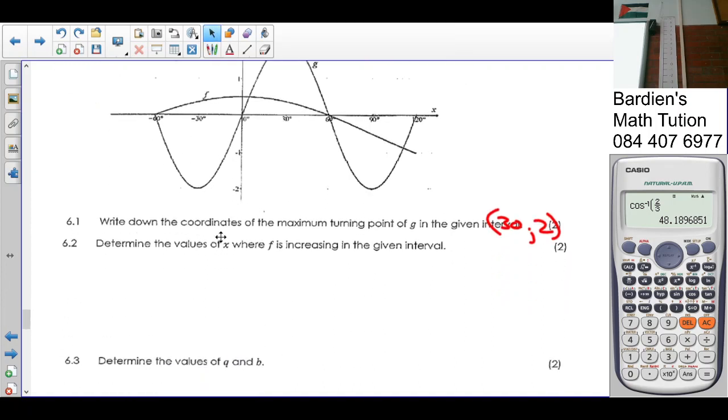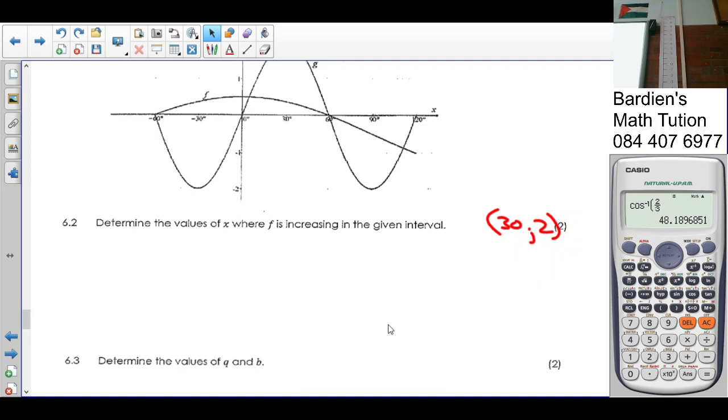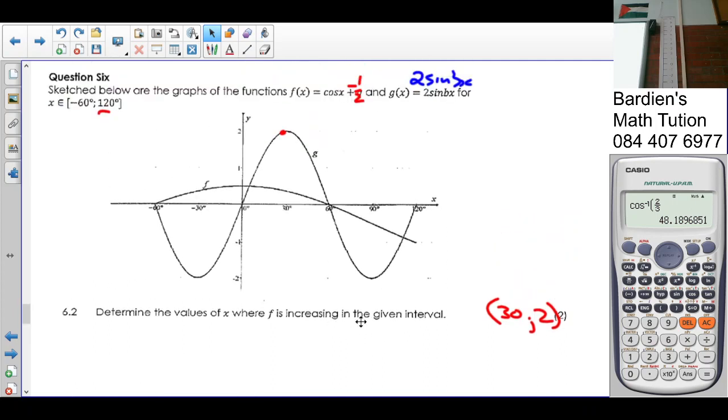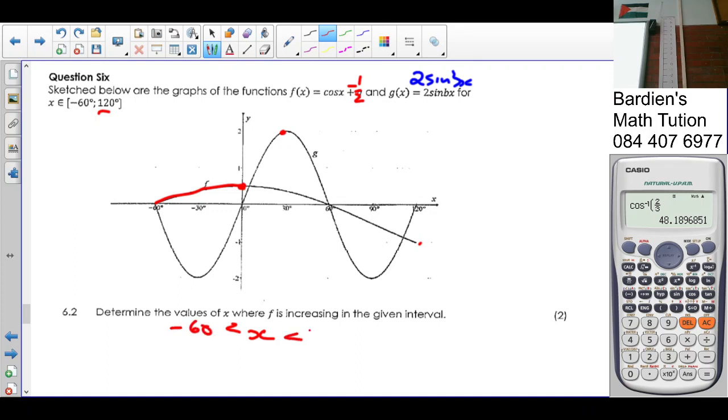Then the question says, determine the values of x where f is increasing in the given interval. Looking at where f is increasing, is f increasing or decreasing here? Increasing till that point, not so? Then what do you notice? It's decreasing from there to there. So for the solution, x has to be greater than negative 60, but it has to be less than 0 degrees. Any confusion there, people?